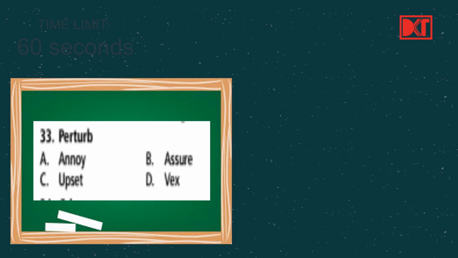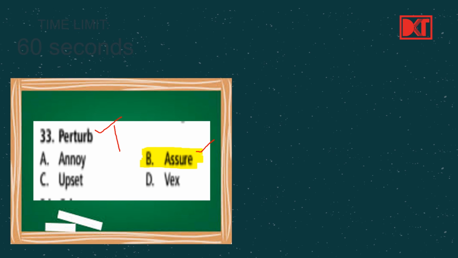Alright, so the next word says perturb. The options are A. Annoy, B. Assure, C. Upset, D. Vex. Now here the correct answer, which means the antonym of perturb, sorry, I just spoke the answer, is B. Assure. Now assure means being certain about something, being sure about something. Whereas perturb means feeling unsettled and having some sort of concerns.